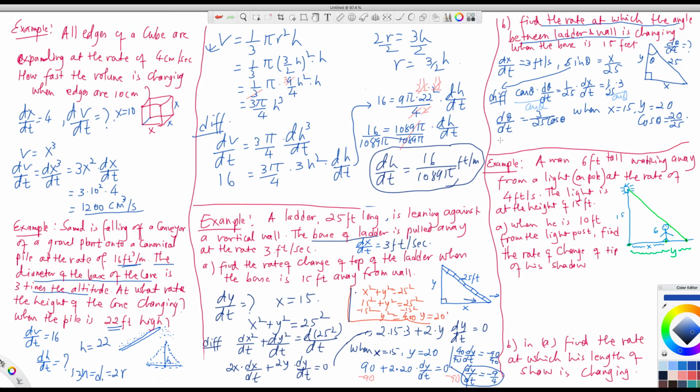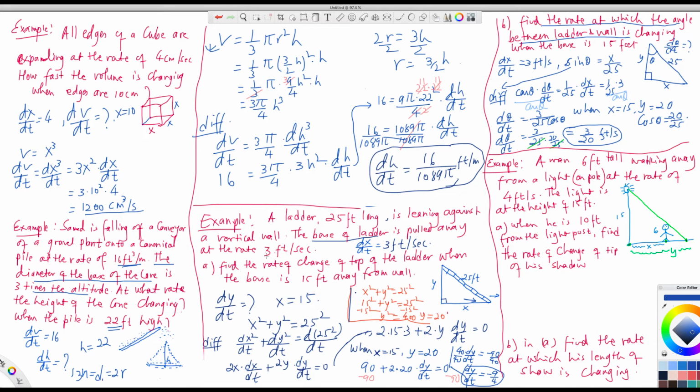So therefore, d theta over dt equals 3 over 25 times 20 over 25 here in the denominator. Now what you do is cancel that 25 and 25. This will give you 3 over 20, right? Is that feet per second? Yes, feet per second. So 3 over 20 feet per second is the final answer.